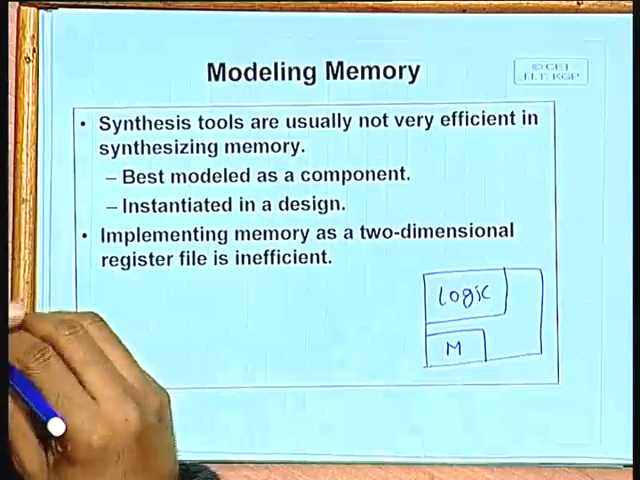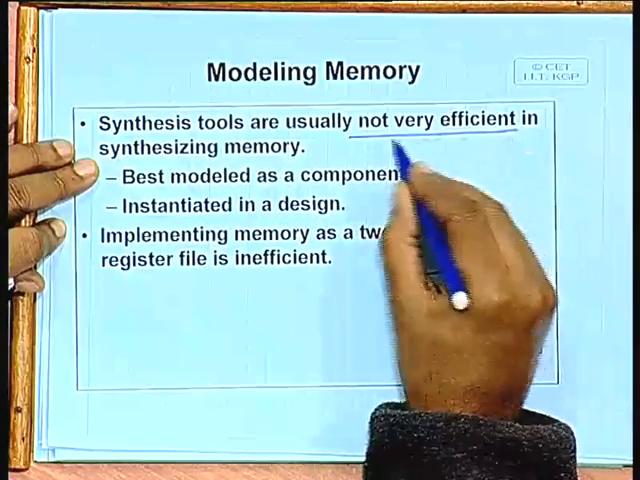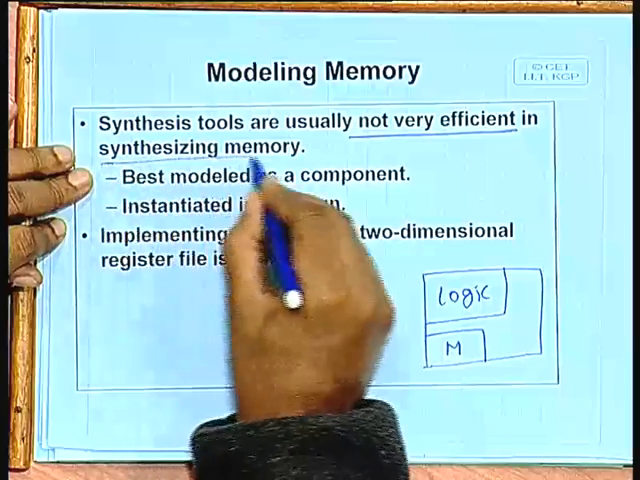Well, there can be some memory modules already there in the library, like a 4K, 8K, 100K, 1 meg memory module. The tool can simply pick it up from there. But if in my Verilog code I specify a memory of any arbitrary size, it will not automatically generate that memory. That is normally not the case. So synthesis tools are, we should say, not at all efficient in synthesizing memory.